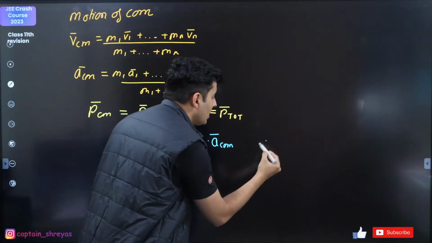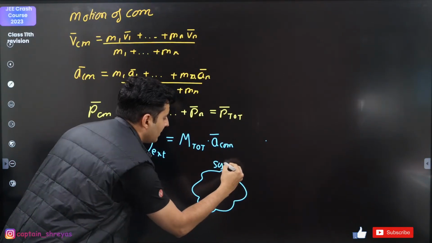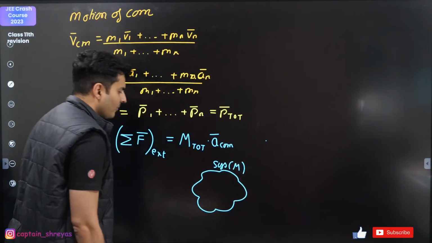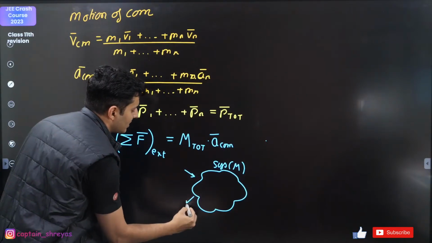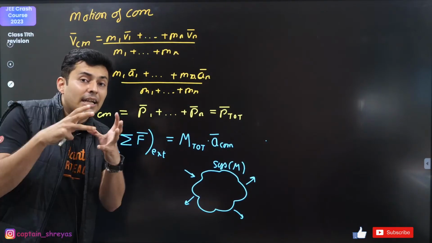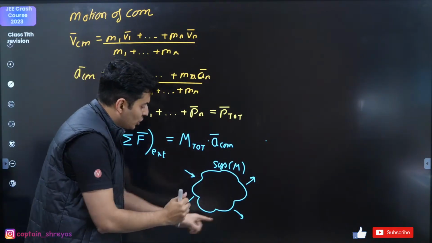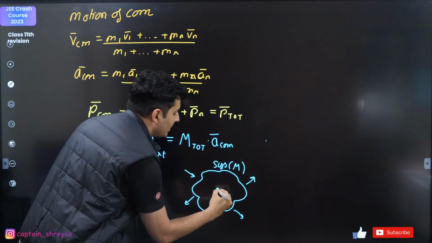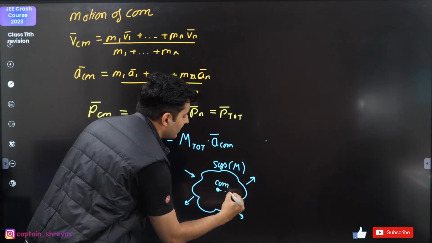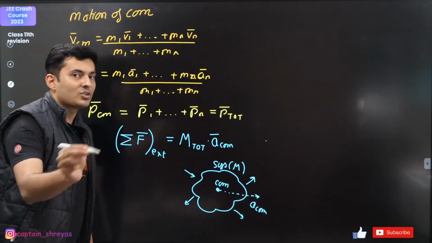So if you have many particles, this is my system, my dear students, of mass m. Multiple external forces are there. You take the net external force, that will be equal to the total mass into whose acceleration? The center of mass's acceleration. The center of mass will have some acceleration. That is what it is going to be.